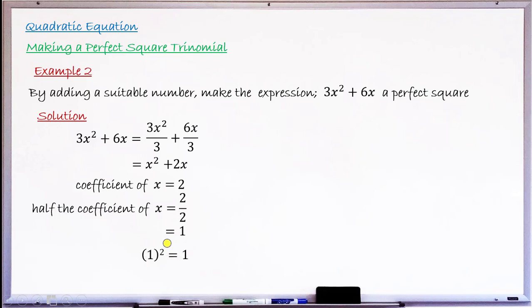So let me find the 1 squared. 1 squared is 1. So it is 1 that I'm going to add. Adding 1 to this x squared plus 2x surely is going to be a perfect square trinomial. This is how we make a binomial into a perfect square trinomial. So let us move on and take another example.